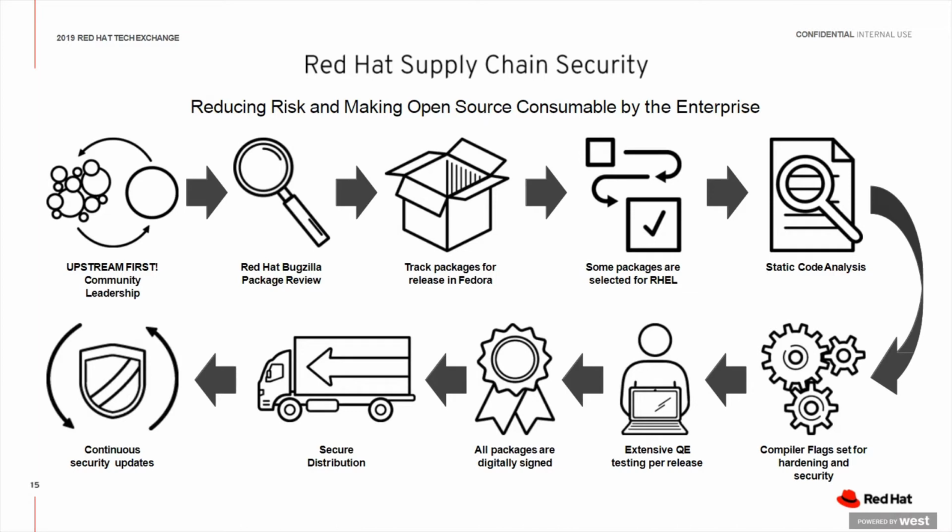then from there, we decide, okay, which packages do we want to put in RHEL? We do full static code analysis of all of our source code. Even at compile time, we're looking for security holes and security bugs, and we have compiler flags for additional hardening, like preventing things like memory leaks. We do full quality assurance, quality engineering testing. We sign all the packages that we ship. We have a secure way of distributing our packages, and we continuously monitor our software and provide continuous security updates, and this is the work of our product security team.